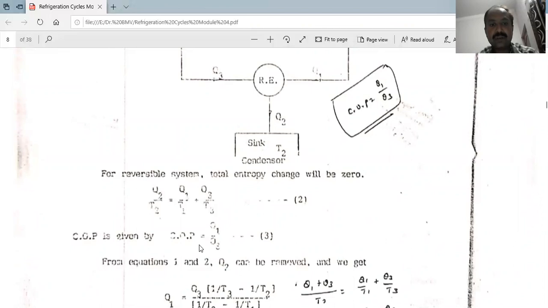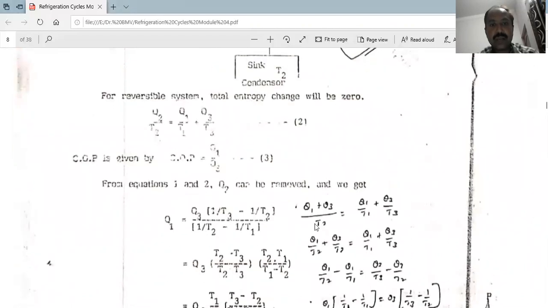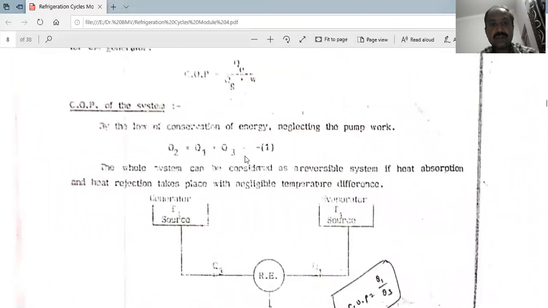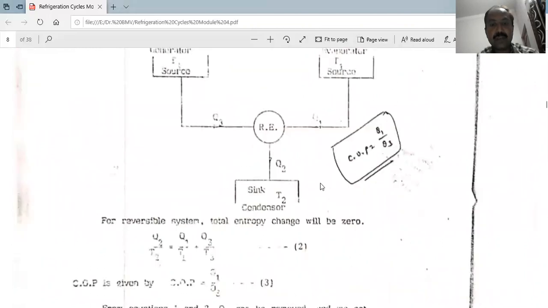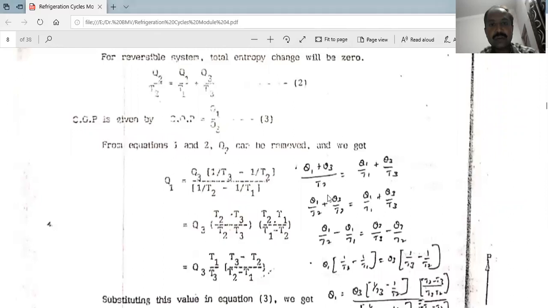Then COP is equal to Q1 divided by Q3. This you can call expression number 2. This you can call expression number 3. Then instead of Q2, I can write Q1 plus Q3. Instead of Q2, we have to write Q1 plus Q3 divided by T2 is equal to Q1 divided by T1 plus Q3 divided by T3.